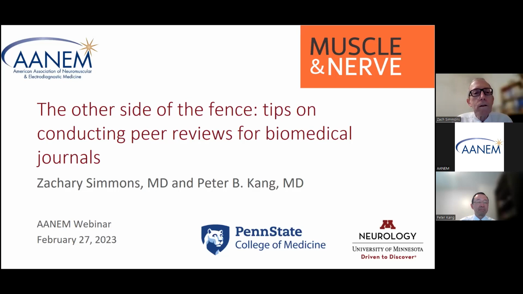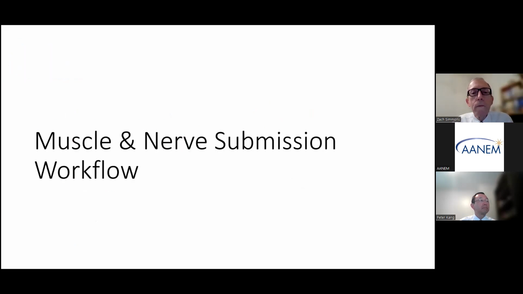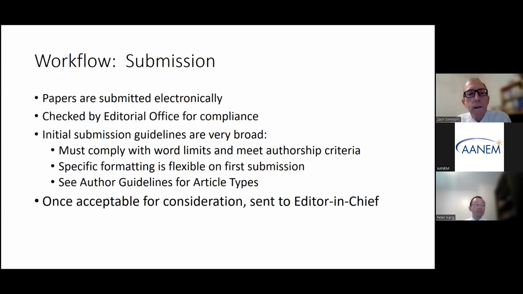What we want to talk about is conducting peer reviews for a biomedical journal, and we'll be talking about it in a general sense, although some of the items we talk about will be directed more toward Muscle and Nerve. So we'll start with the first slide here. I wanted to just spend a few minutes talking about how the workflow looks for papers that are submitted to our journal, Muscle and Nerve, so that people who are at this can understand how the process evolves. Can I have the next slide, please?